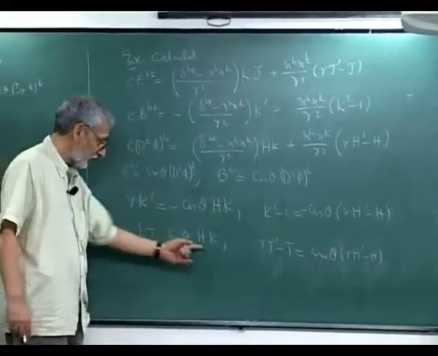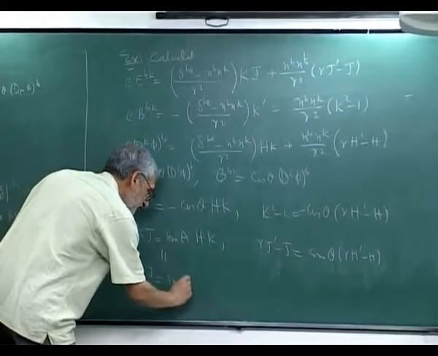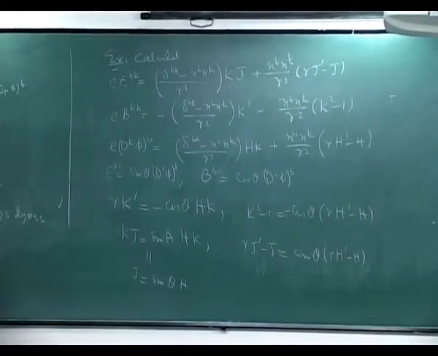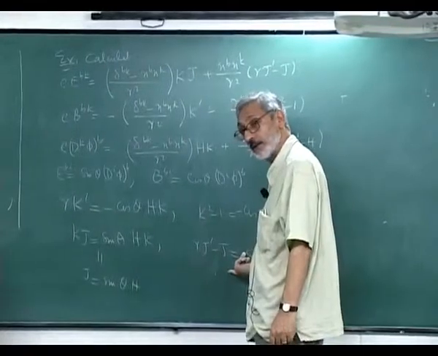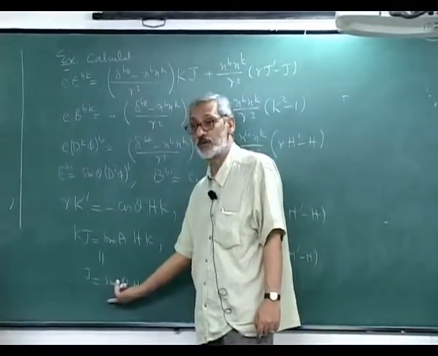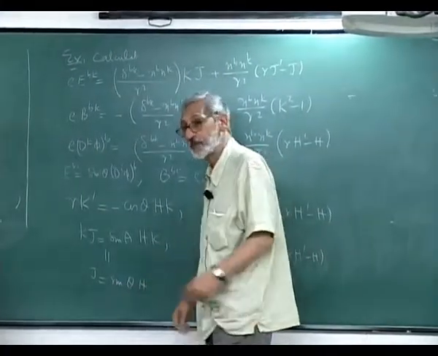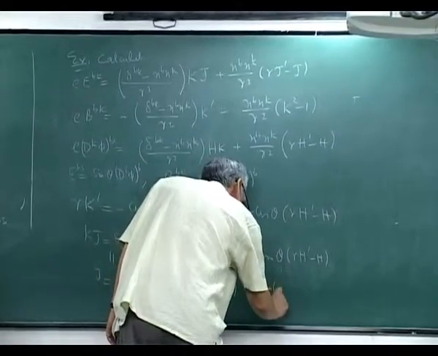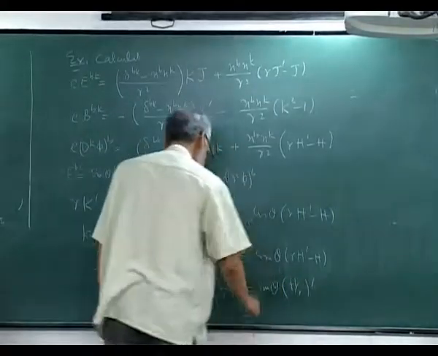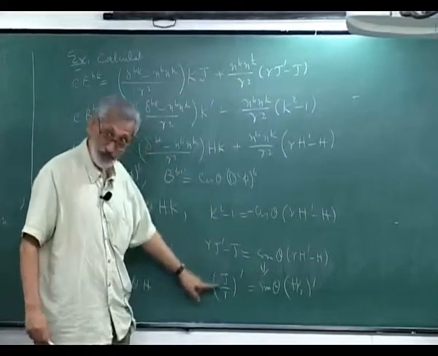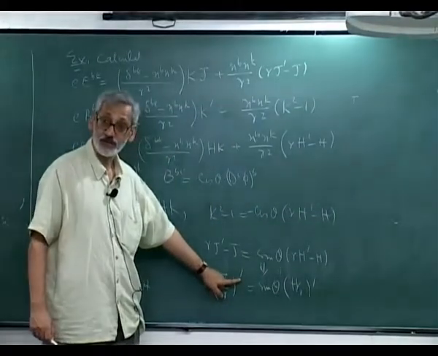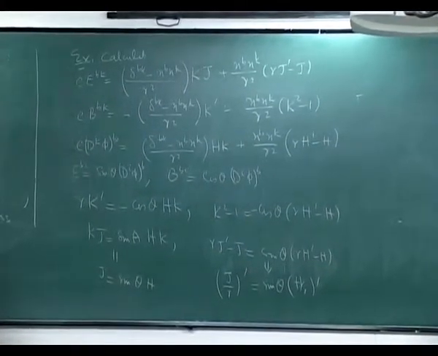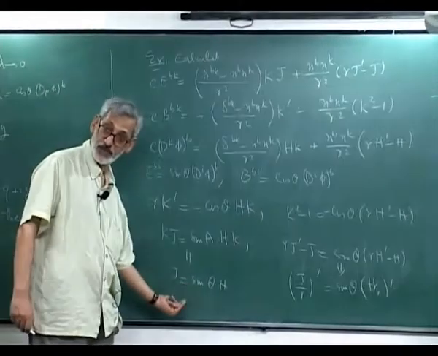Now look at this equation here. K is common, so this tells me this equation is only a differential form of this equation. Because if you look at it, you can rewrite this as the derivative of J divided by r with respect to r equals the derivative of sine theta H by r with respect to r. That is only a differential form of this equation, divided by r.